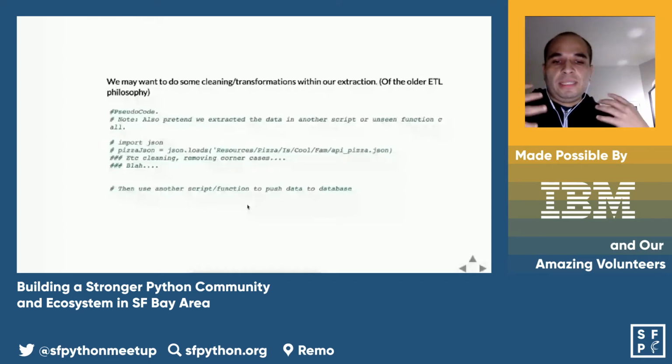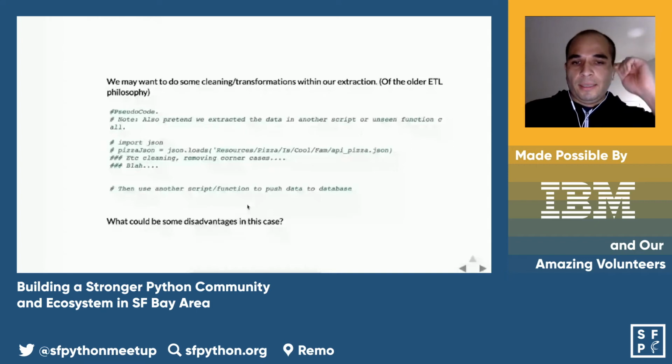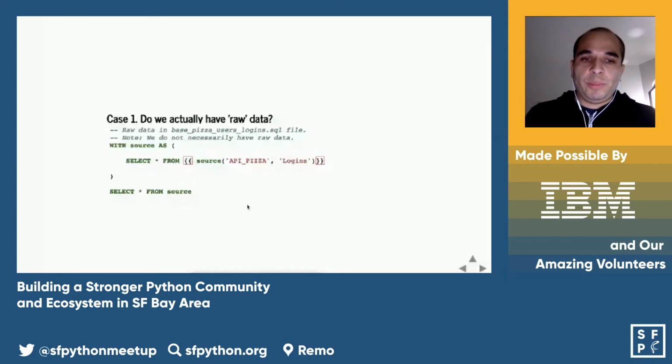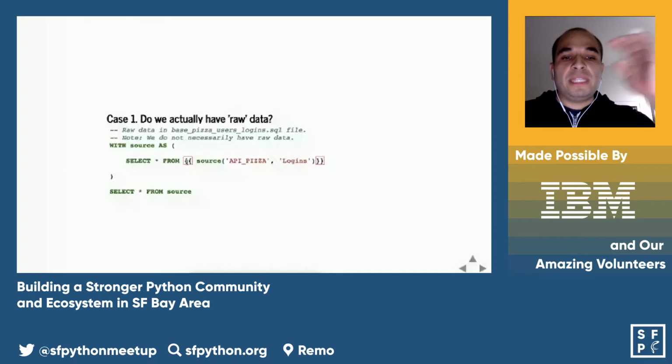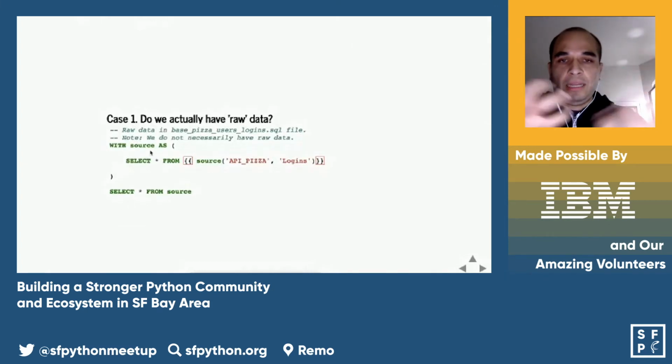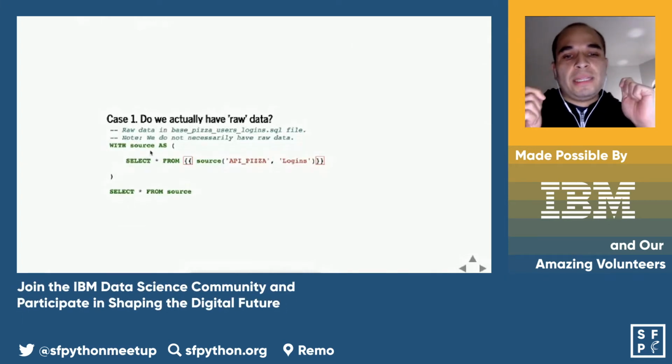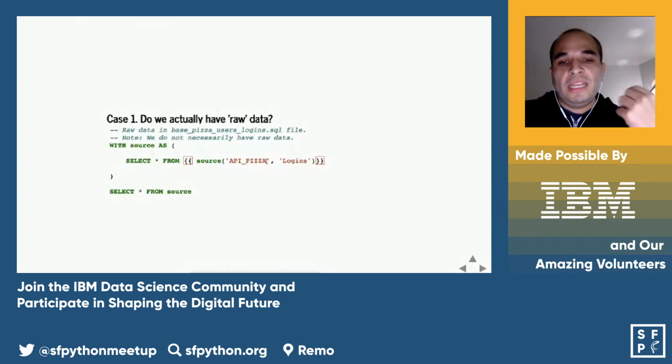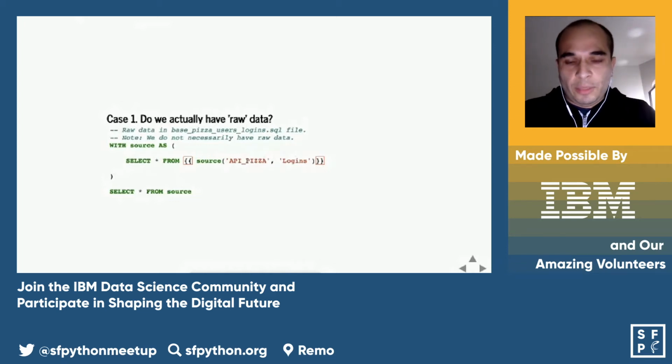But then what could be some disadvantages in this case? One case is, do we actually have the raw data for analytics purposes? Using this templating right here, which I'll mention later on for the sake of DBT and how Jinja interacts with it, we query this raw table, let's call it logins, from a schema called API pizza, if you're familiar with databases. Is that data actually raw, with the assumption that we did some transformations early on in that Python script under the ETL model?